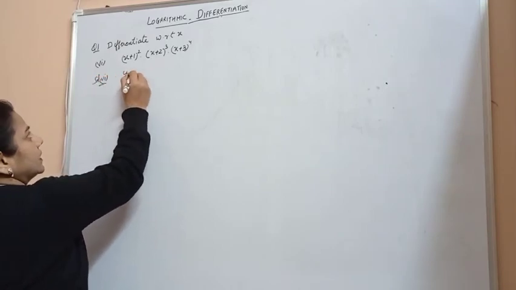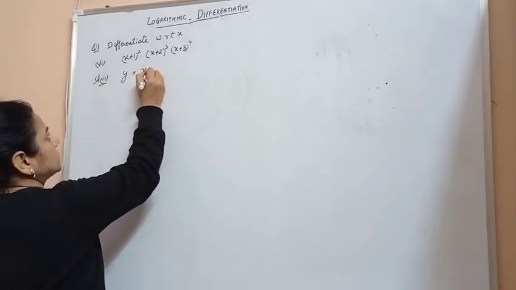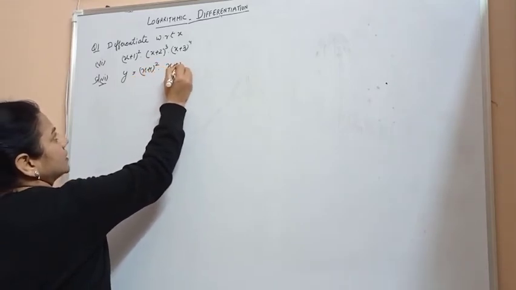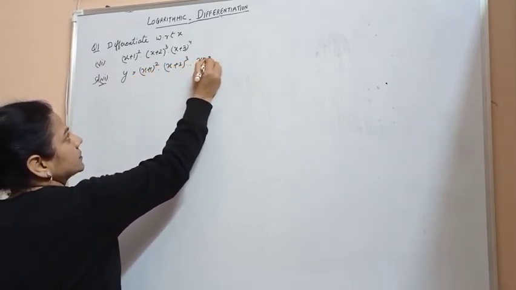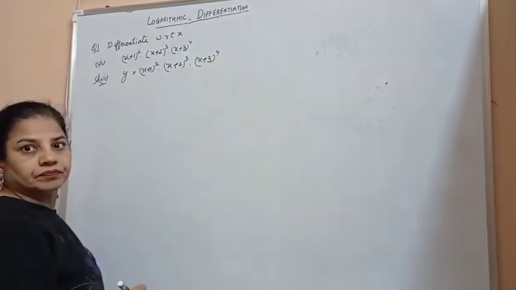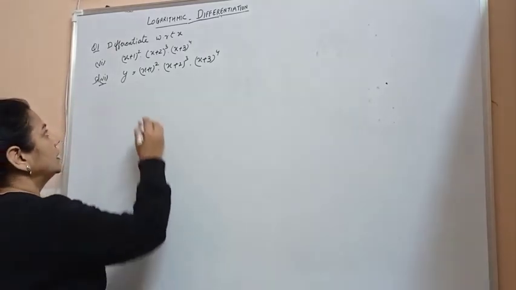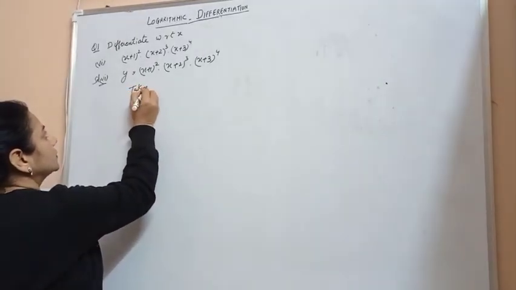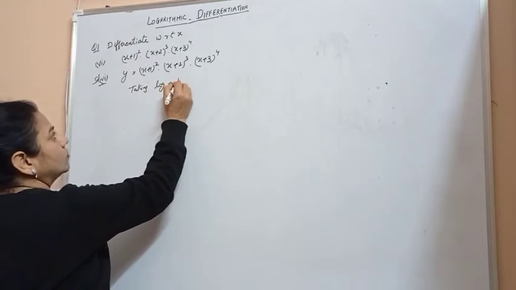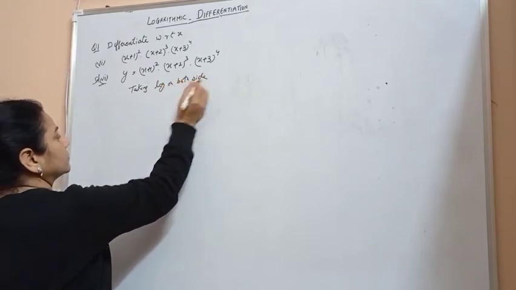Differentiate the given function. First of all, we say let the given function y is equal to x plus 1 whole square, x plus 2 whole cube, and x plus 3 whole to the power 4. Before we differentiate, first of all, we take log on both sides. Taking log on both sides. This gives me log y is equal to log x plus 1 whole square, x plus 2 whole cube, x plus 3 whole to the power 4.